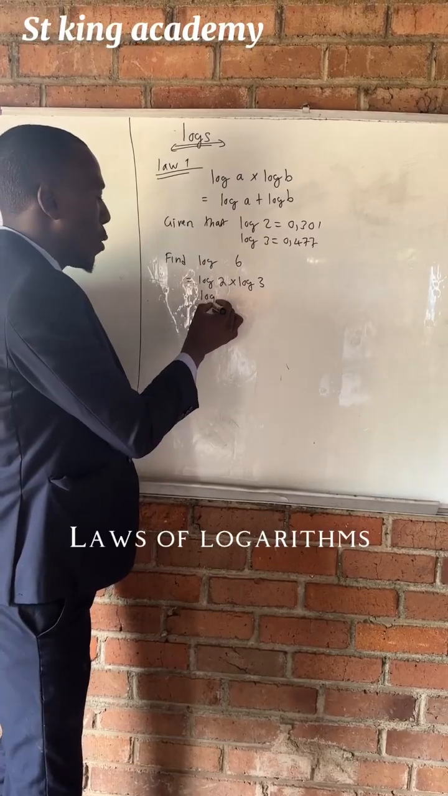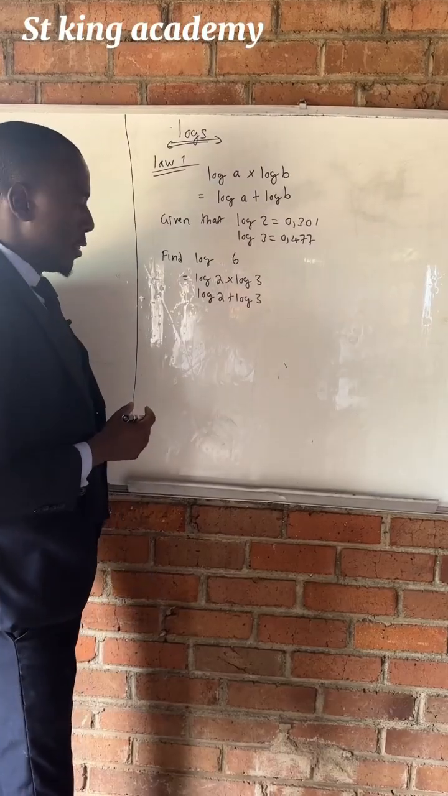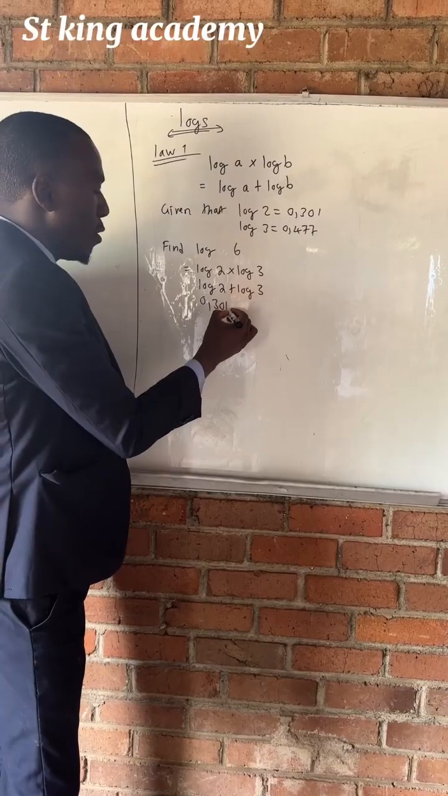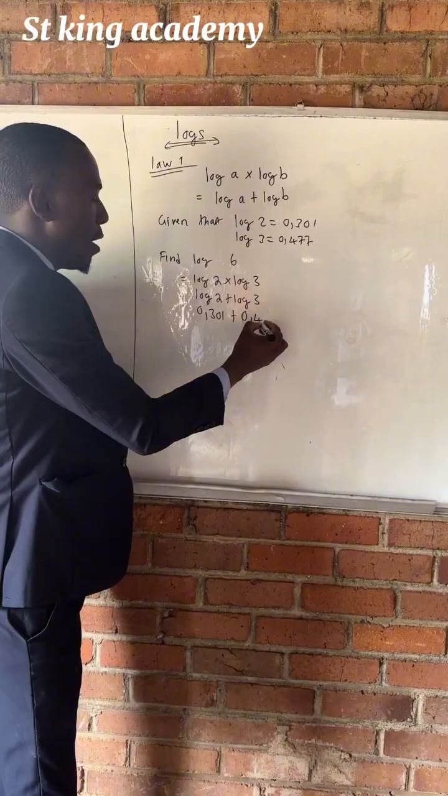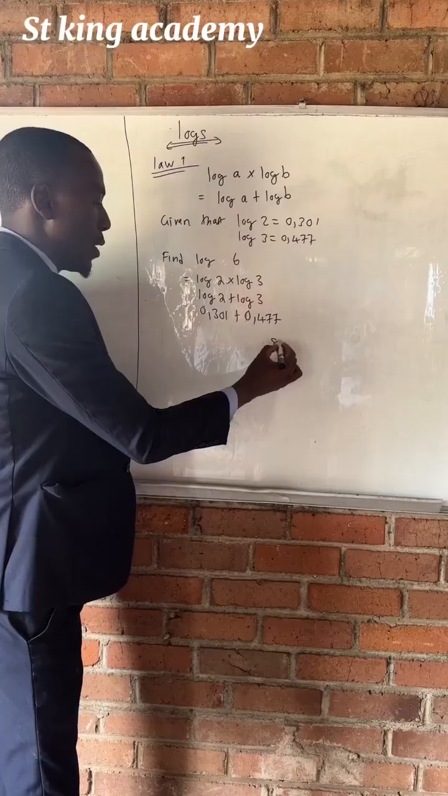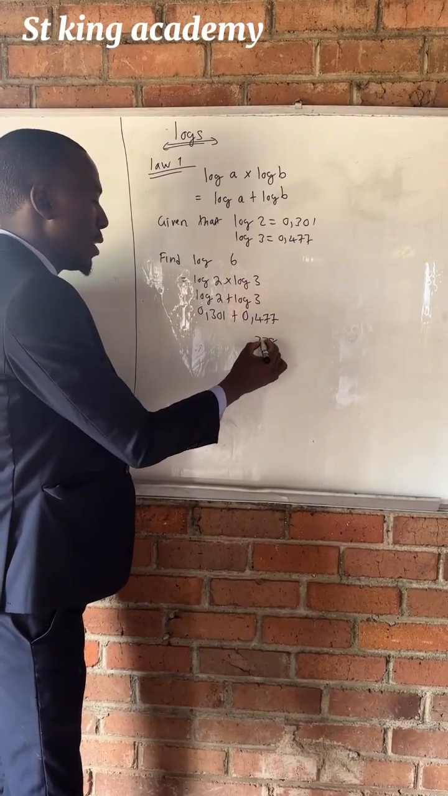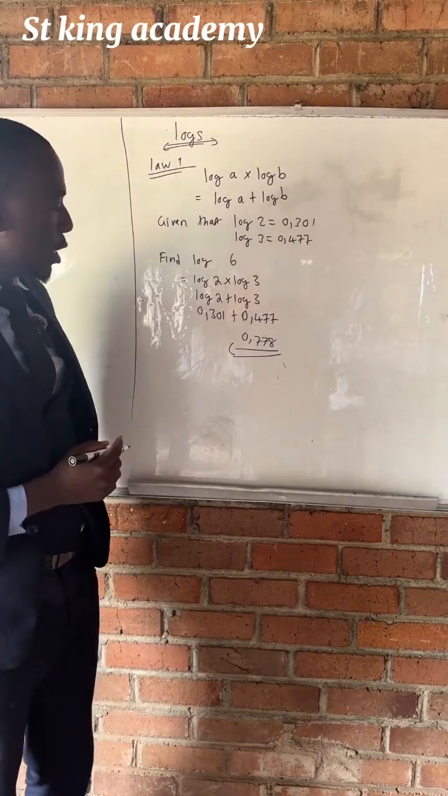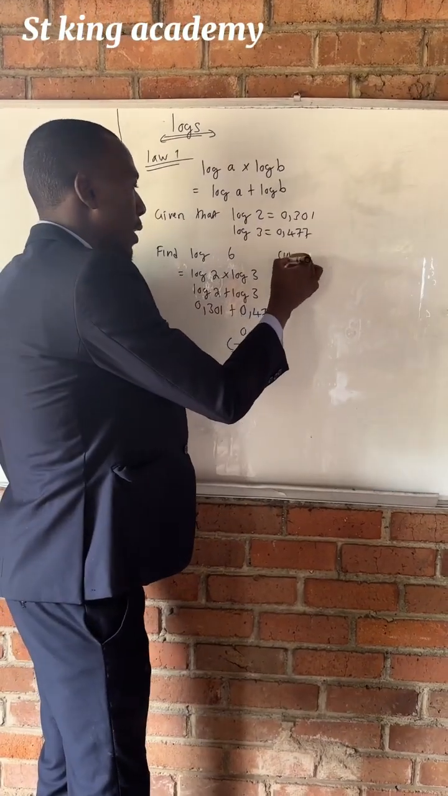So it's now log 2 plus log 3. So log 2 is the same as 0,301 plus log 3, the same as 0,477. So now let's add: 1 plus 7 we get 8, 0 plus 7 that's 7, 3 plus 4 get 7, 0 plus 0. So log 6 is the same as 0,778.